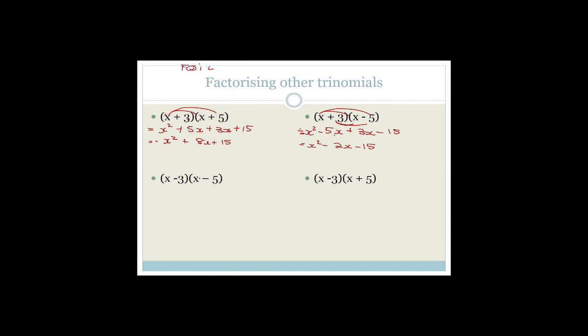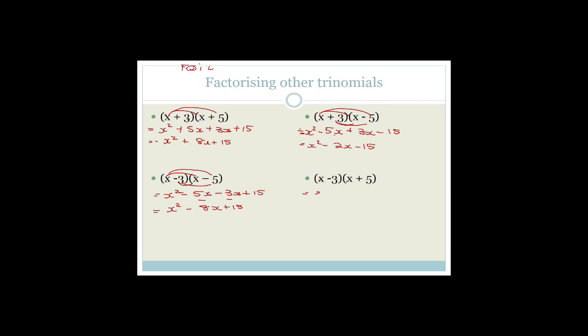Okay, let's try this one. X times x is x squared. Then we've got minus 5x. Then we've got minus 3x. And a minus times minus is a plus 15. Okay, this becomes x squared minus 5x minus 3x is minus 8x plus 15. I hope you're starting to see a pattern here. I'll point it out to you in a minute.